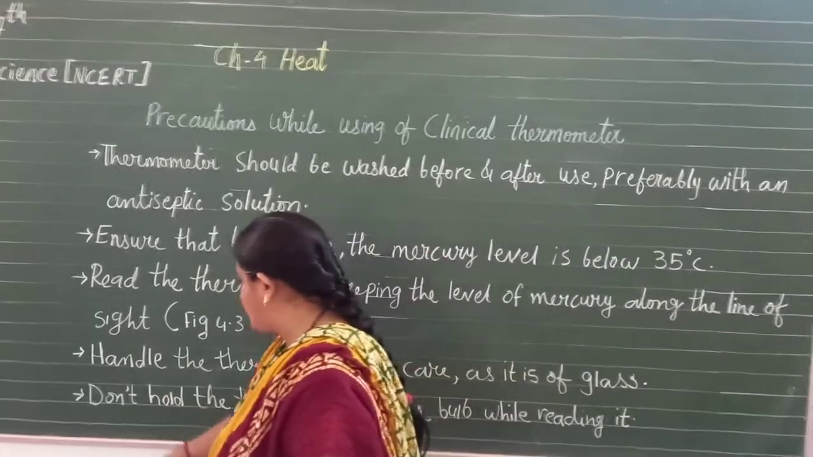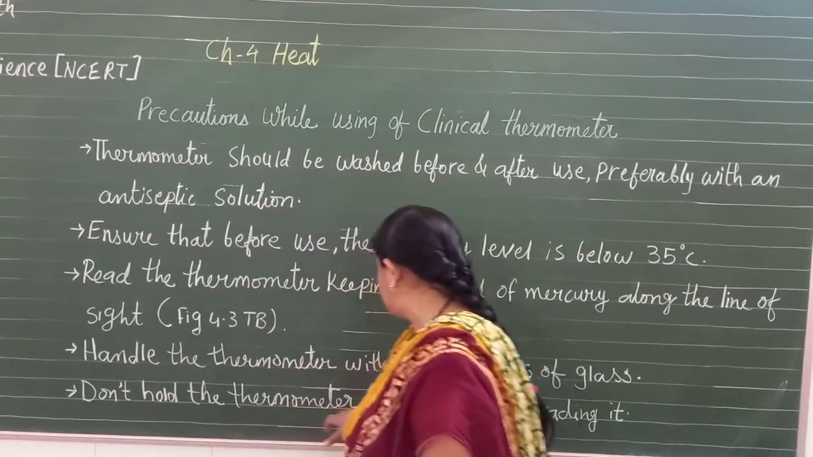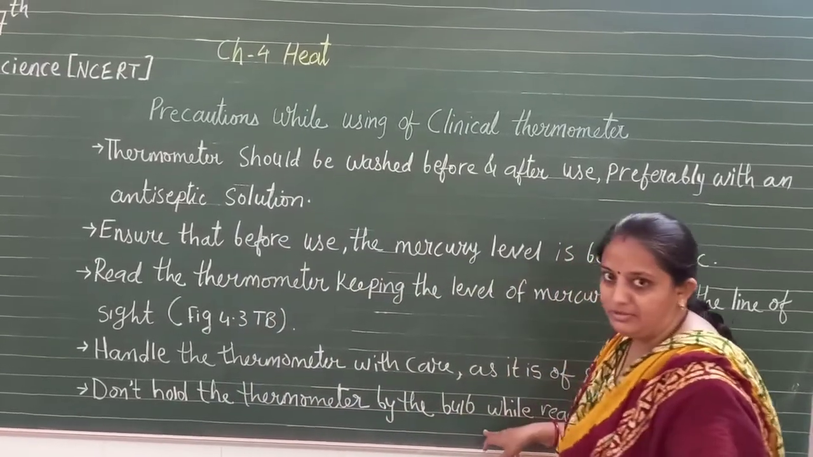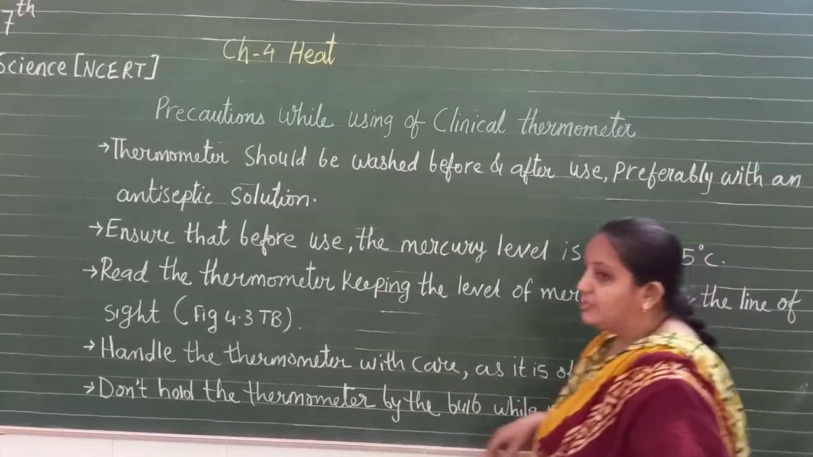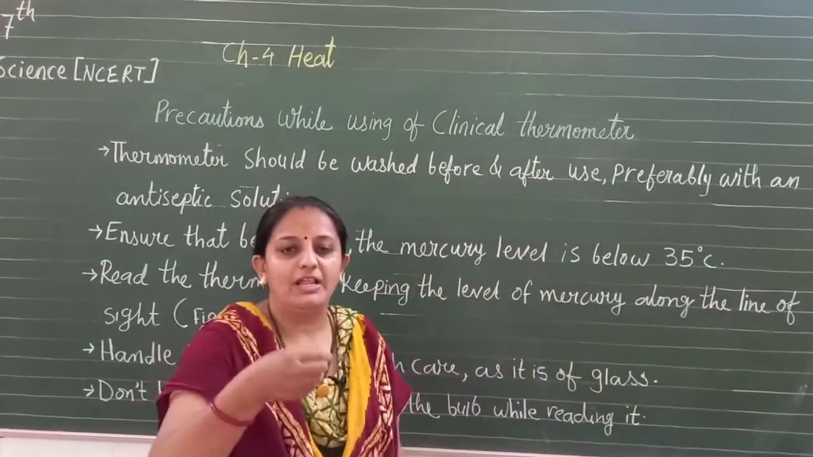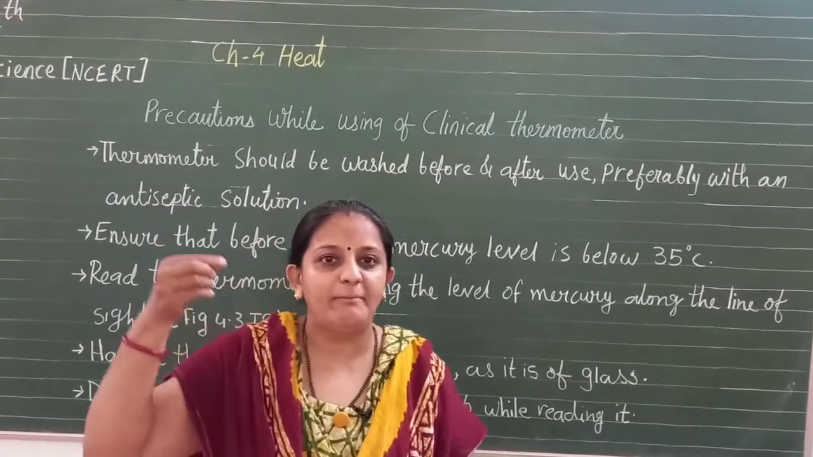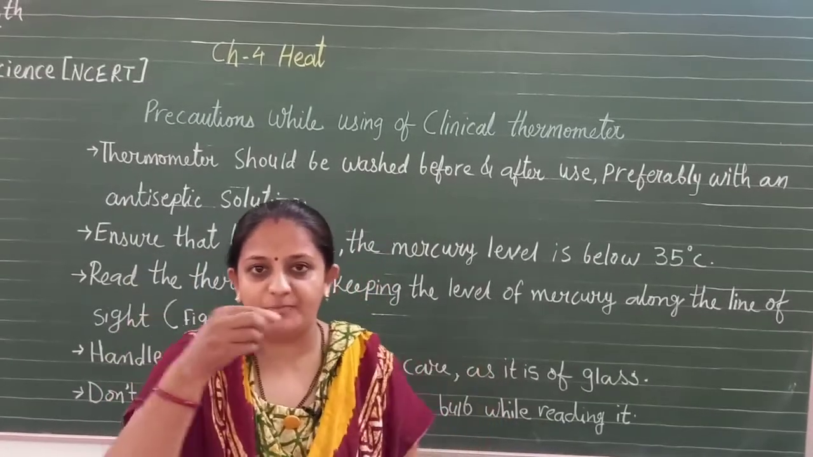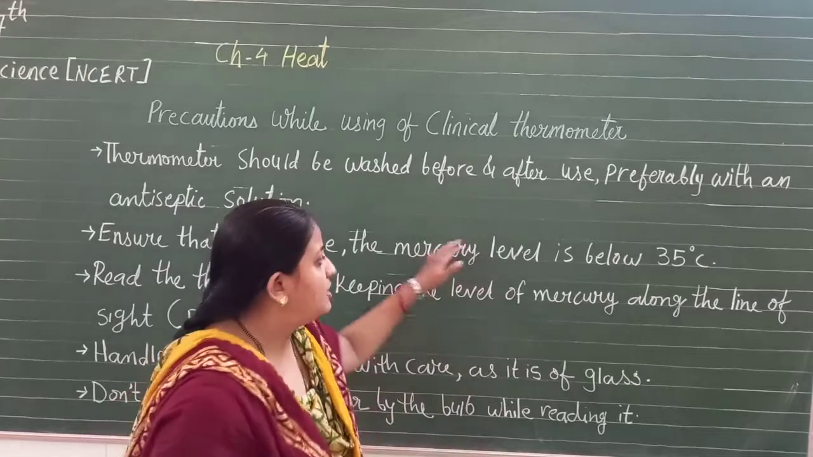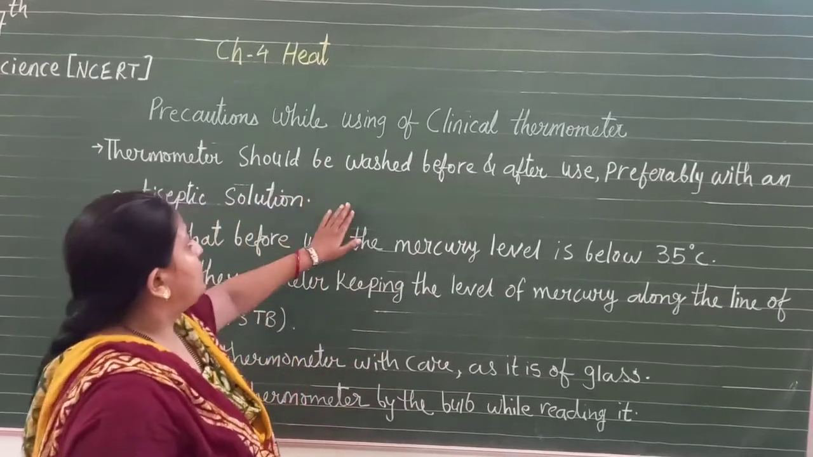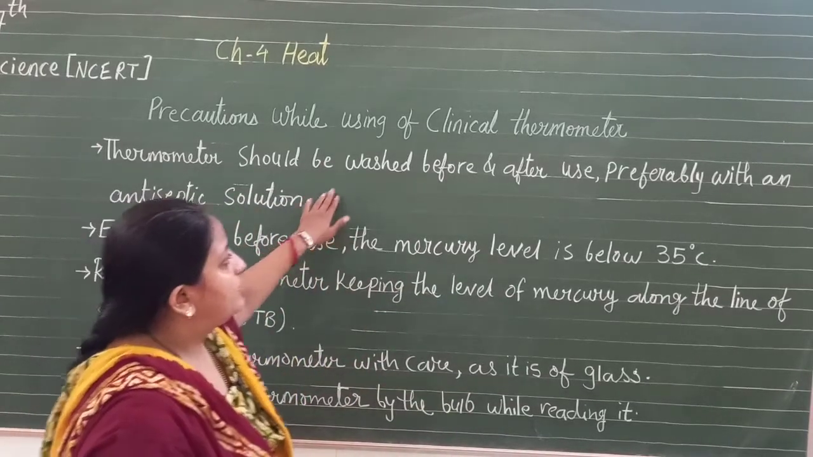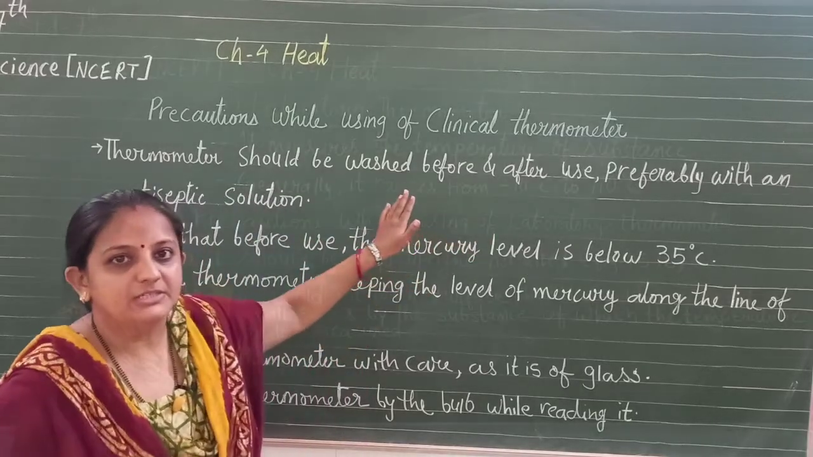The last precaution: don't hold the thermometer by the bulb while reading it. Okay, don't hold the bulb while reading it. We should hold the thermometer from the back side, not from the tip, the bulb. So these are the precautions we have to take while using the clinical thermometer.